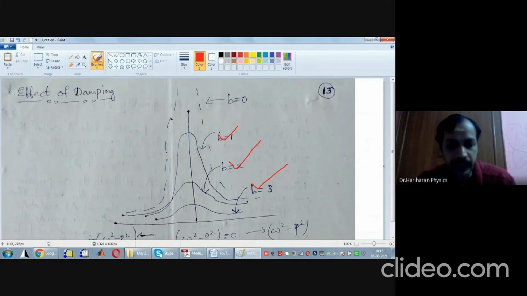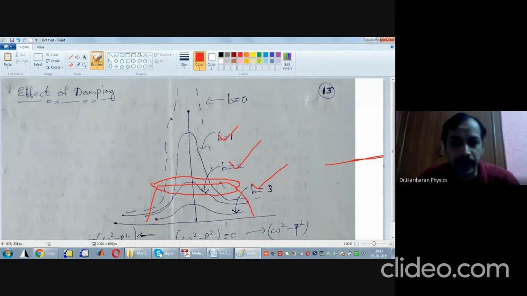As the damping force increases, what will happen? The curve is going to become more and more flat. More flat means the curve is flat like this, and the bandwidth is going to be large.